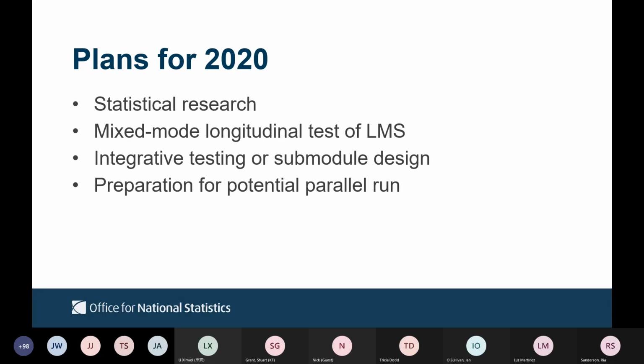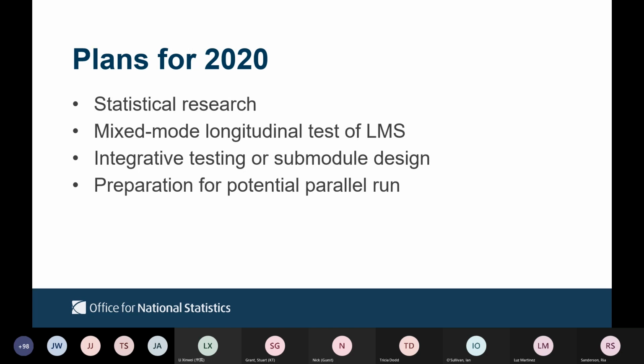So we got to the beginning of this year and we had lots of plans to do further statistical investigation of the data we collected from that mixed mode test. I mean, it was certainly not a dress rehearsal. It was a test, which would certainly have an impact on where we were going to go in terms of the design of the LMS.